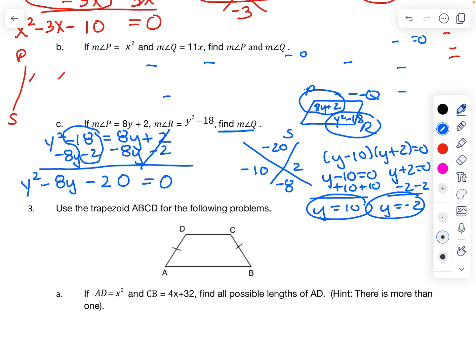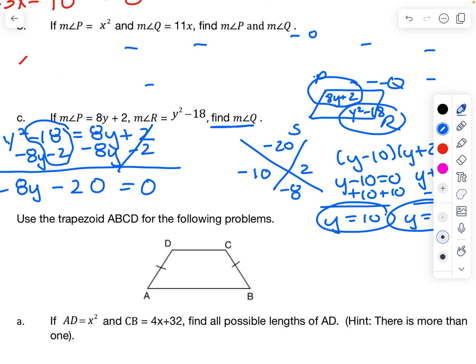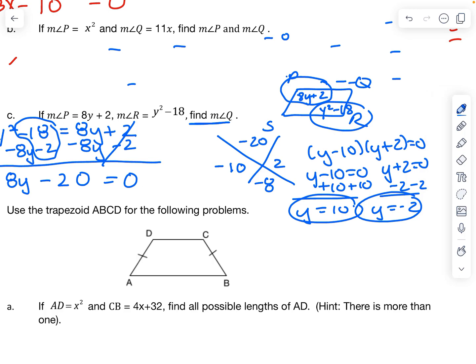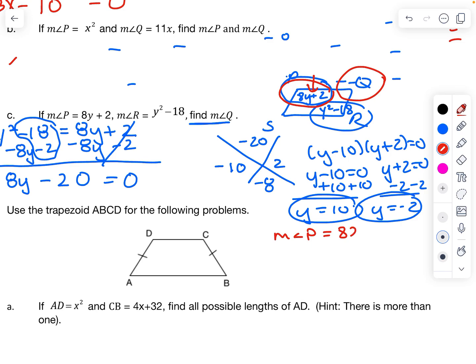But notice what the question is asking. Find the measure of angle Q. But the problem did not give us the measure of angle Q. So notice, this is what it's asking, but I don't have this angle. So what you can do is plug the numbers into any of the other angles. It doesn't matter. I'm going to plug it into here. So if I plug in 10 for y here, I can find the measure of angle P, which is going to be 8 times 10 plus 2, which is 82 degrees. Notice if I plug in a negative 2, it's going to make it a negative number, so that number doesn't make sense.